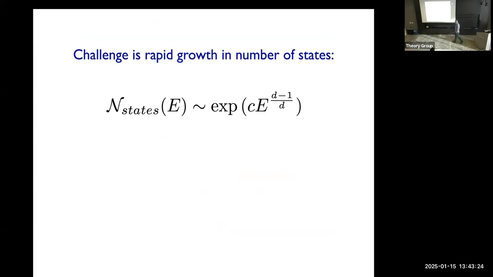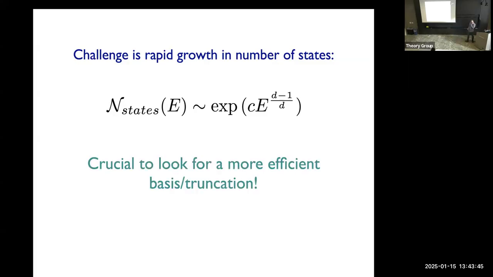And the main challenge of this method, as with all methods that attempt to diagonalize the Hamiltonian, is that there's a very rapid growth in the number of states. And so efficiency is very much key. Much of what I'm going to show you is in lower dimensions, primarily because of this. The more states there are, the more difficult it is to extract the data associated with these states. So it's crucial to look for more efficient truncations.